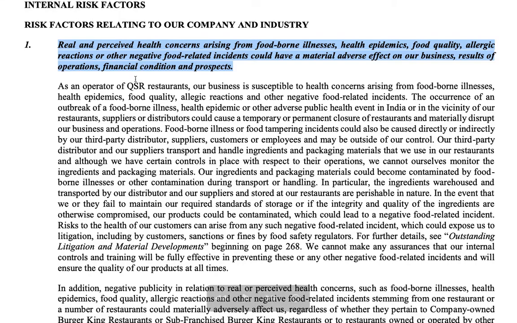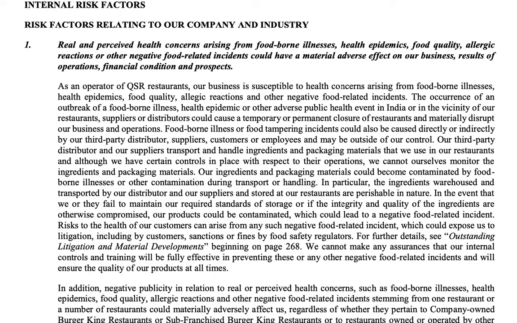Now let's figure out what the risk is. Real and perceived health concerns arising from foodborne illnesses, health epidemics, food quality, allergic reactions, or other negative food-related incidents could have a material adverse effect on our business, results of operation, financial condition, and prospects. Now, over the last few years, of course, we've seen how and why there are a number of foodborne illnesses, specifically related to poultry and dairy, which do spread through animals and into humans as well.